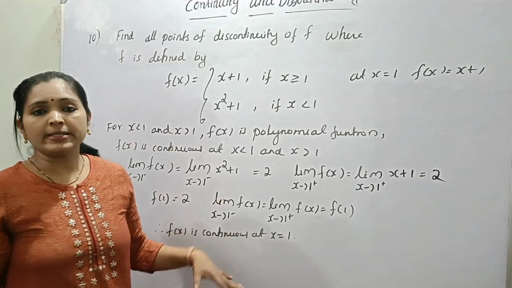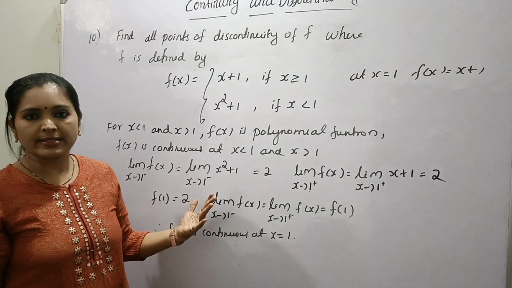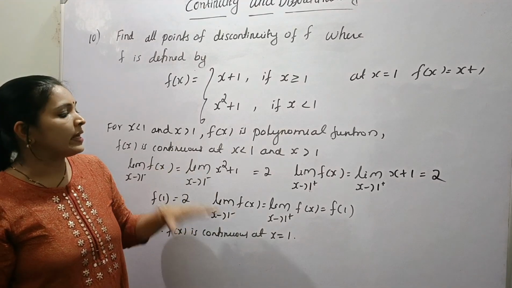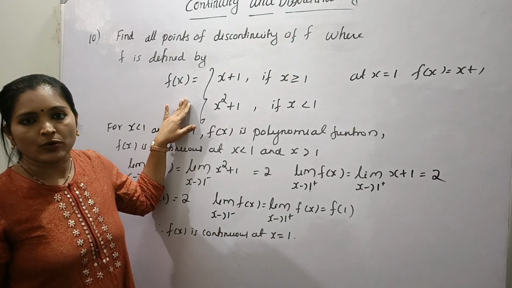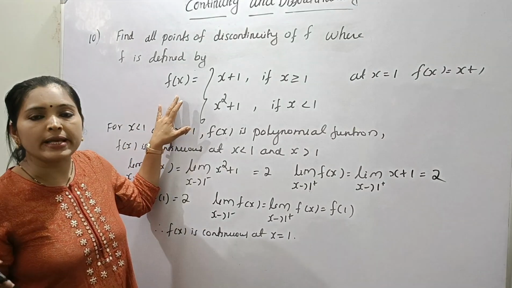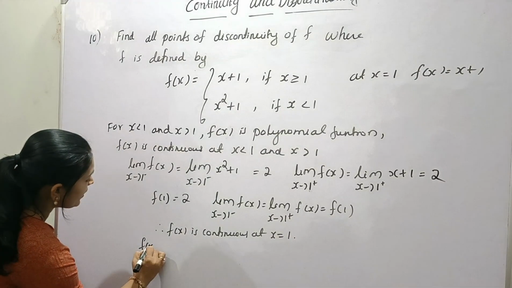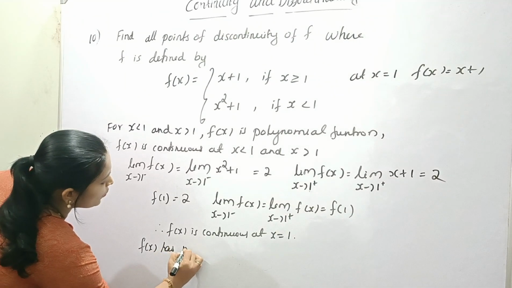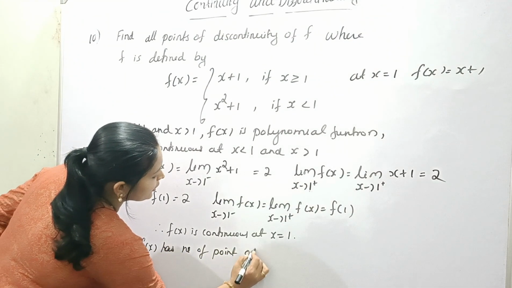This function is continuous at x is equal to 1, x less than 1, x greater than 1. So therefore, this f has no point of discontinuity. So this function is continuous at all the points. So f of x has no point of discontinuity.